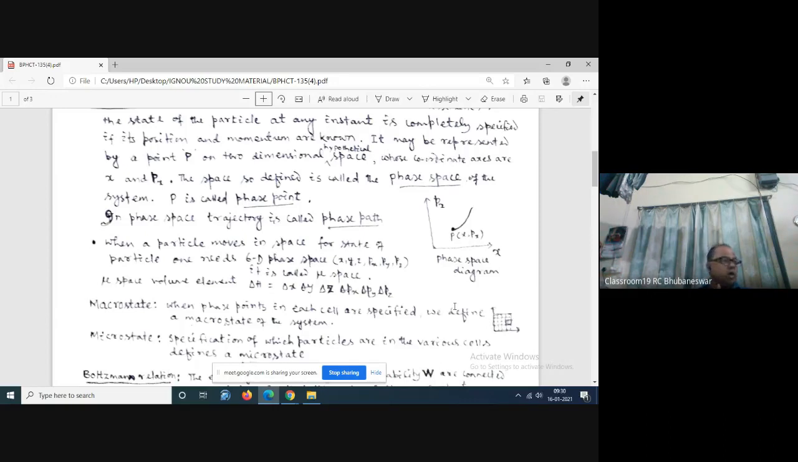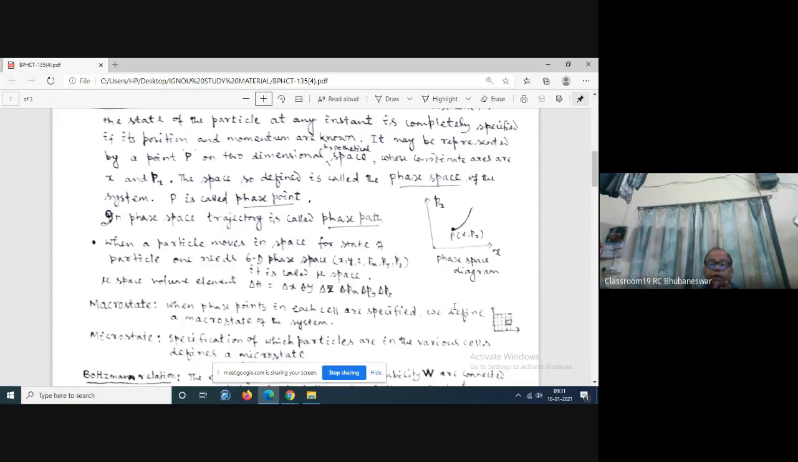Suppose it is a cuboid. A cuboid has three lengths, one along x, another along y, another along z. Suppose they are del x, del y, del z, which give you the volume. Similarly, in phase space you can extend this idea to a six-dimensional phase space, and we can write the volume element as del x, del y, del z, the change in x, y, z. Similarly, because all the coordinates we have to choose, del p x, del p y, del p z. This is called the mu space volume element.